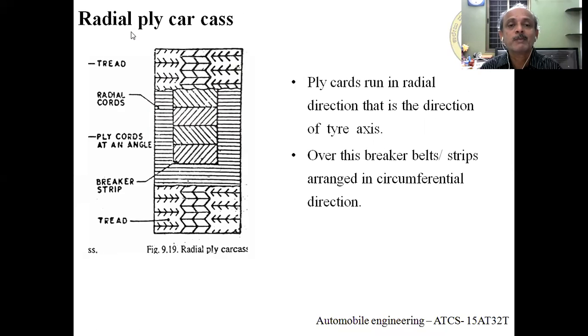Next we are going for the radial ply. Here there is a difference. We can see it very easily. We can see the difference here. This is normally the tread.